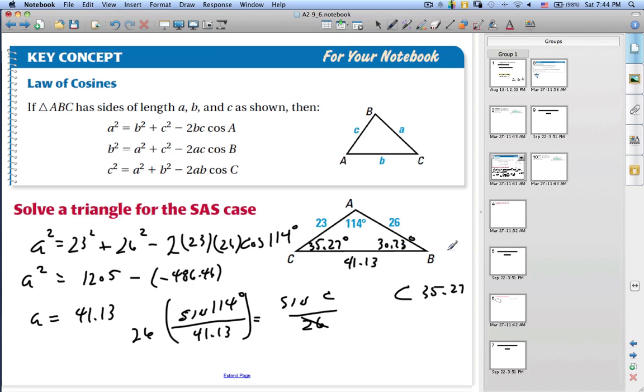30.73, and now I've solved my triangle. Okay, so you notice I didn't use the law of cosines repeatedly. I used the law of cosines once, then I used the law of sines once, and then I found the remaining angle by subtracting the other two angles out of 180. Okay, so pretty simple. It's got a lot of steps, but each individual step is not too bad.